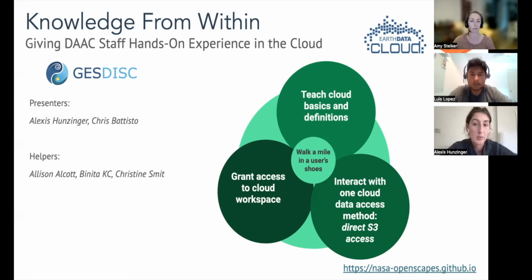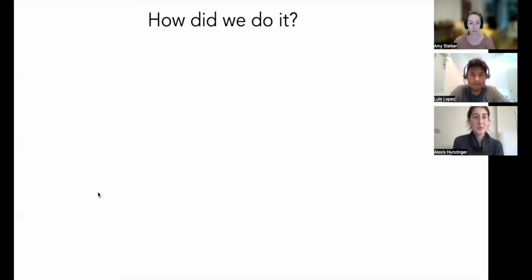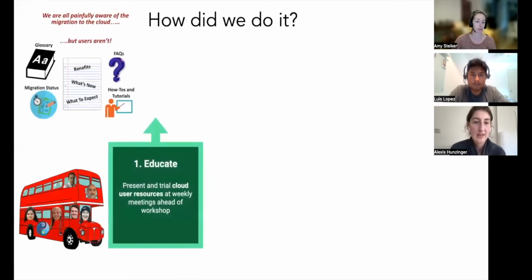At the Goddard DISC, we hosted a workshop for our staff members with the overarching goal of letting them experience working in the cloud just like our users will. So our strategy was a three-phased approach. The first phase was to educate our staff ahead of time using the materials that we developed that were geared towards our users that we published on our website. These include glossary terms, FAQs, informational paragraphs, how-tos and tutorials, and also a table on the status of which data sets are cloud enabled.